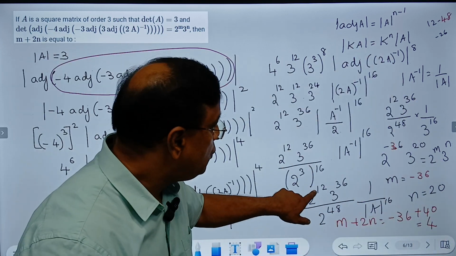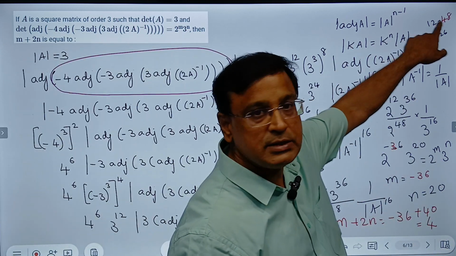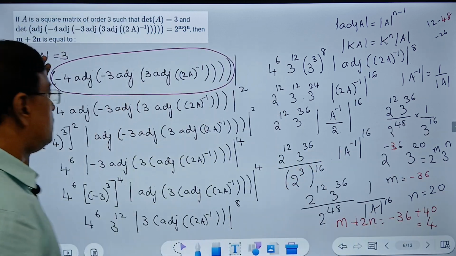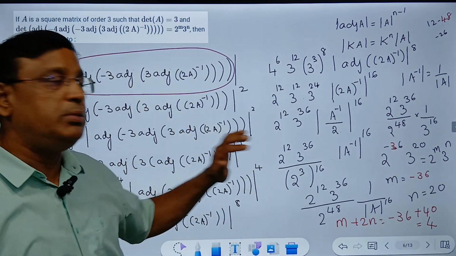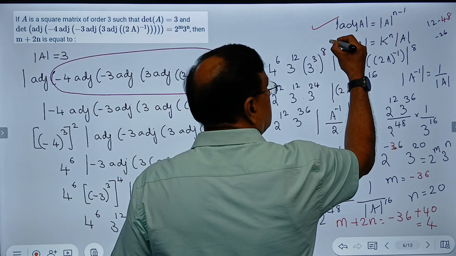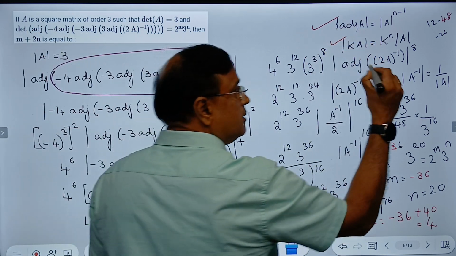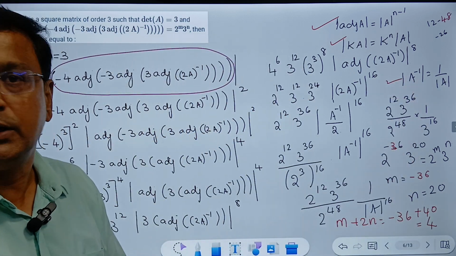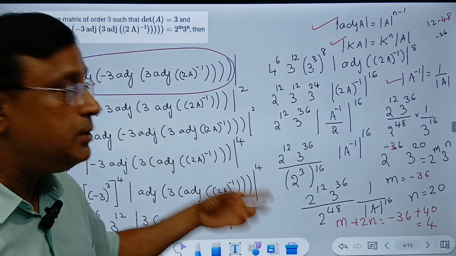Instead of taking 12 minus 48, I took just 12 minus 38. I think that you can understand. So it's not complicated. It looks complicated, but what did I use? I just used this formula, then determinant of kA, then I used determinant of A inverse. Only 3 formulas I used. Automatically get the answer. Nice problem.